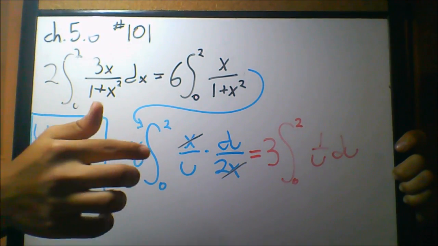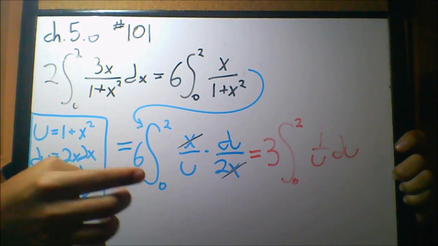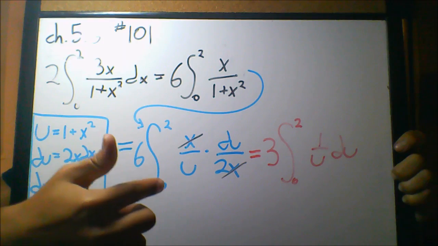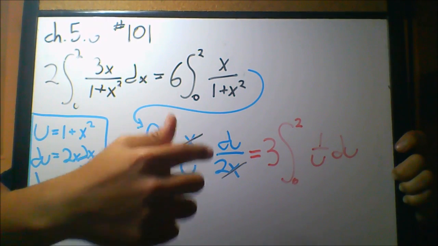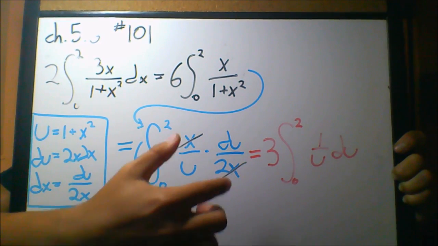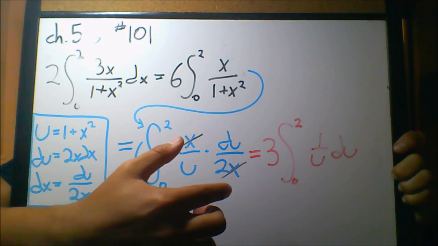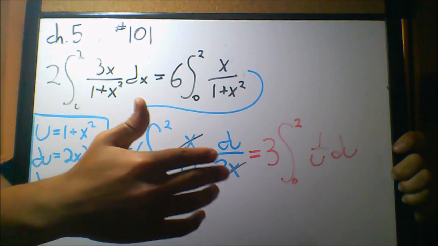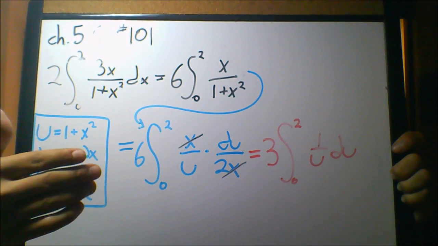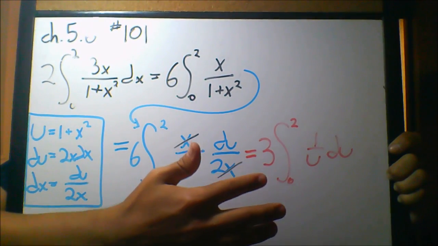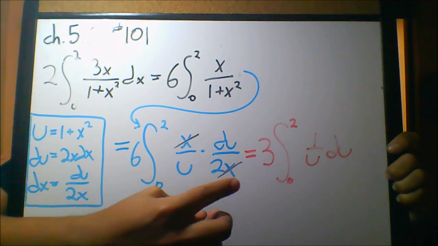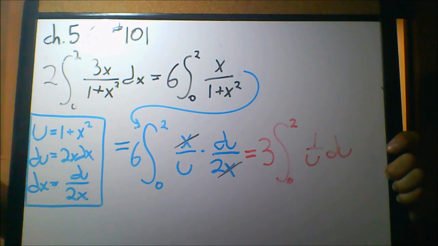So with this integral right here, we have 6 times the integral from 0 to 2 of x over u now, times du over 2x. The two x's are going to cross out, and this 1/2 that we just added into it is going to also be multiplied out to the front. So we end up with what we have here in red, which is 3 times the integral from 0 to 2 of 1 over u du. And now we're going to move on and actually integrate this and find the answer.